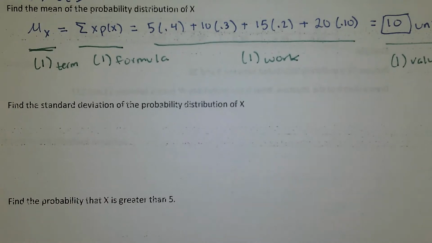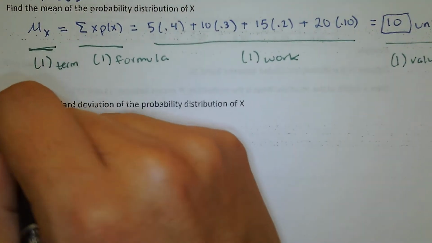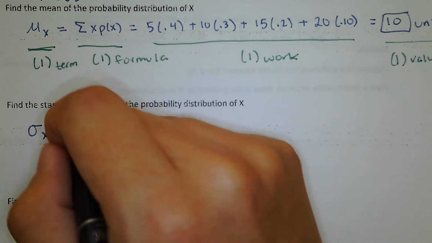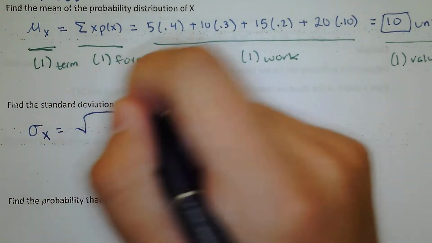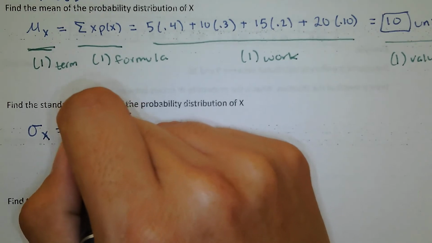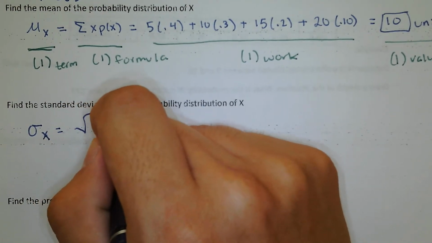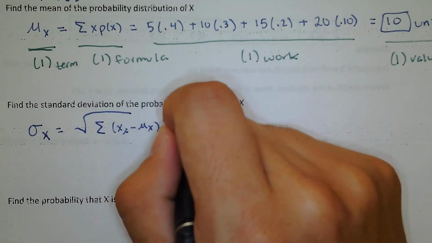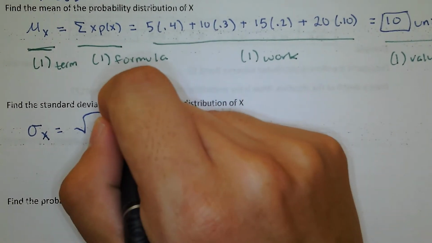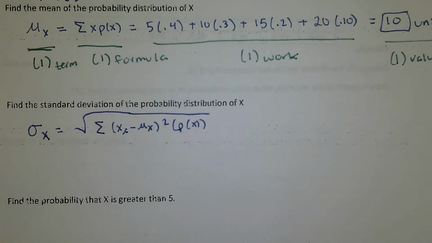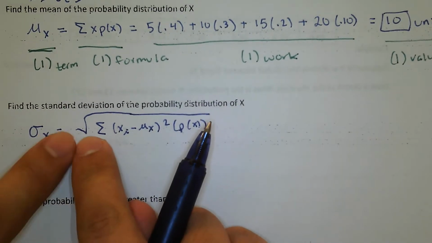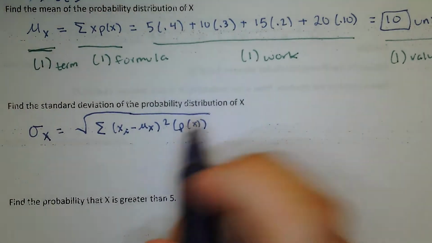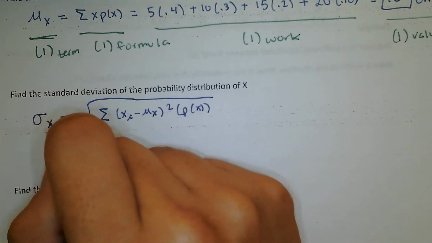Next, it tells us to find the standard deviation. So again, we use the sigma x. And in order to find that, we will take the square root of the sum of the observations minus the average, squared, multiplied by the probability of its occurrence. And if I were to get rid of the square root, we would just have the variance, because this sigma squared is the variance. So we're going to find that by doing the following.